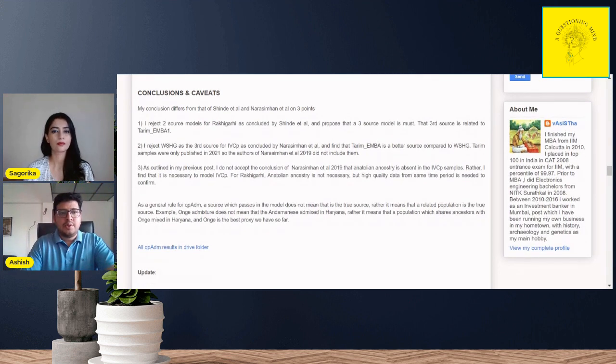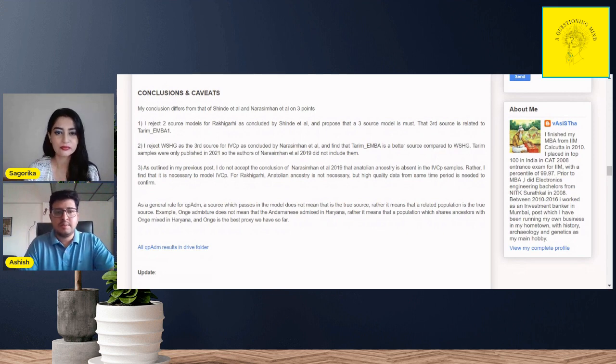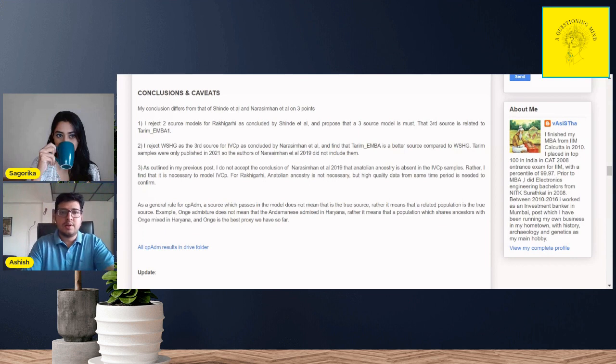Right. So in 2019, there were two papers specifically related to India which came out, which were the first ancient samples from India-related populations to have been published. Those papers were Narasimhan et al. 2019 and Shinde et al. 2019. And so Harvard was basically involved in both these papers.